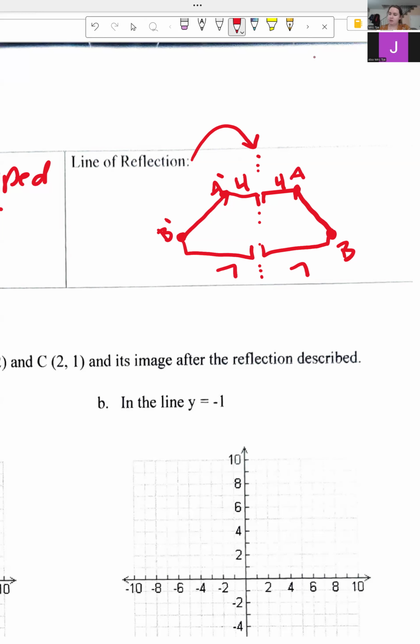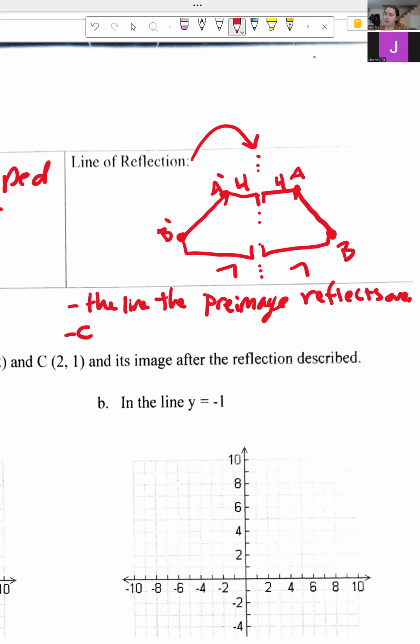Okay. So let's write something like that. If you can fit this in the box, great. I'm just gonna write it down here. It's the line the pre-image reflects over. Okay. It creates equidistant points.